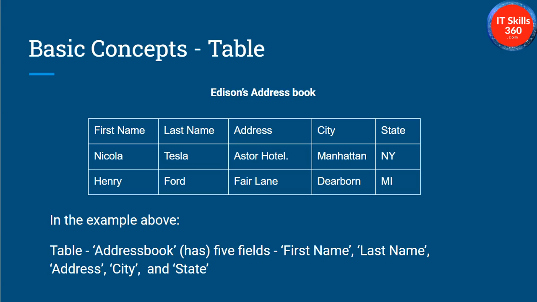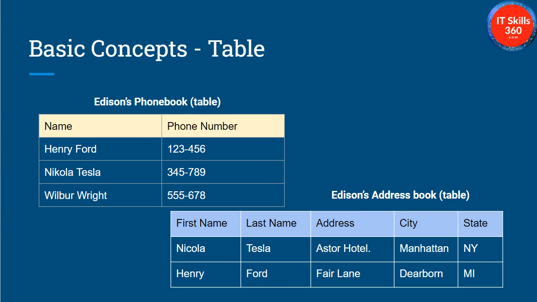The address book has a few more columns. Basically it has first name, last name, address, city, and state, and it could have the same names. So it still has Nikola Tesla's name, but it also has his address, and the same for Henry Ford. Now in this example, we can say that we have a table called address book, and it has five fields, first name, last name, address, city, and state, and it has two records. So once we have these, we end up with two tables, Edison's phone book and Edison's address book.